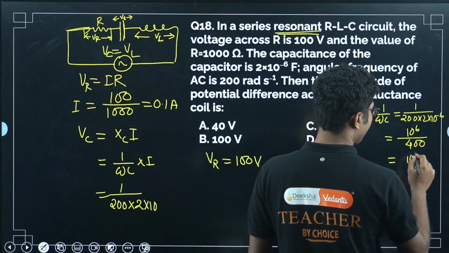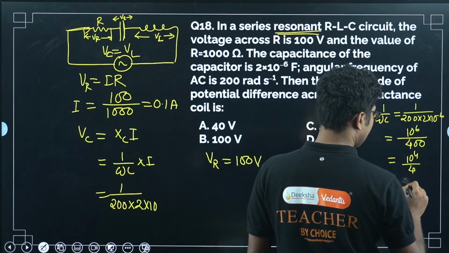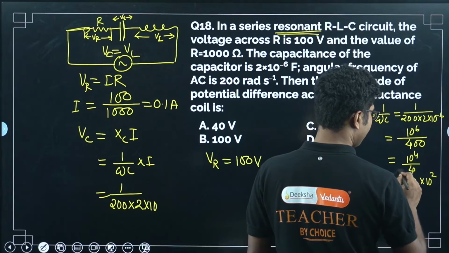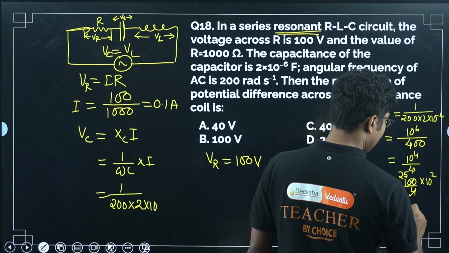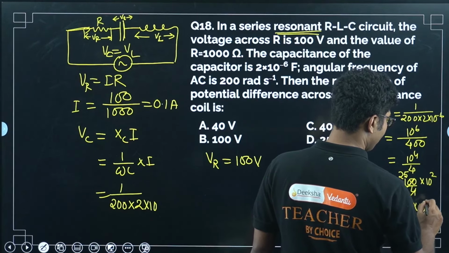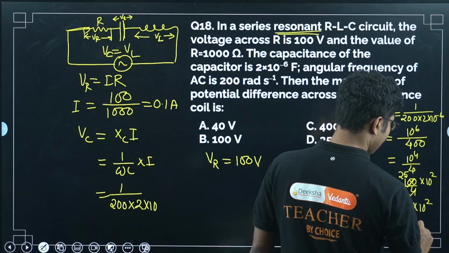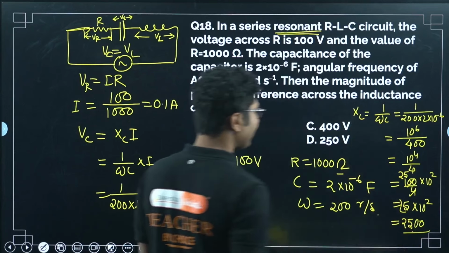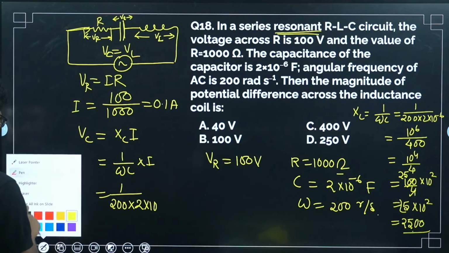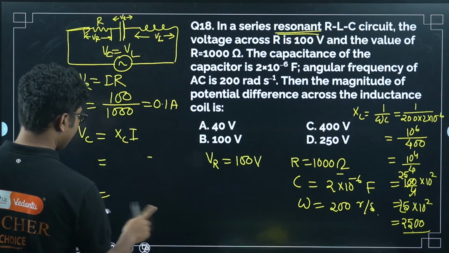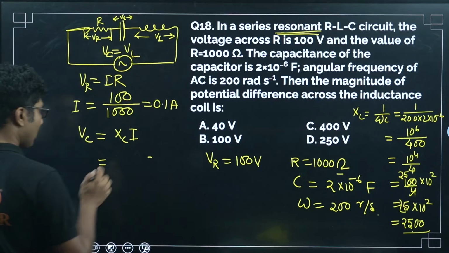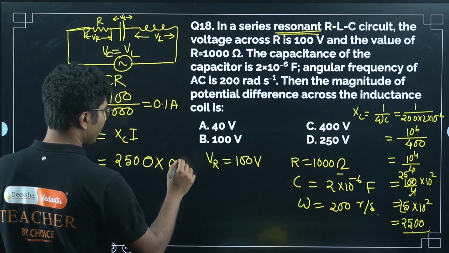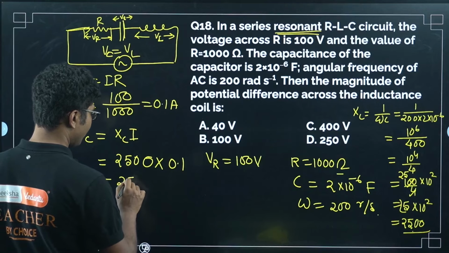So 10 to the power of 4 divided by 4, or I can write this as 100 times 10 to the power of 2 by 4. So it will be 25, so 25 times 10 to the power of 2, that is 2500. This is XC. So XC is 2500. Instead of doing the mathematics here, we will simply write the value: 2500 times I, which is 0.1. So VC is 250 volt.